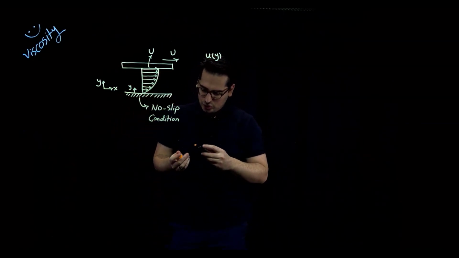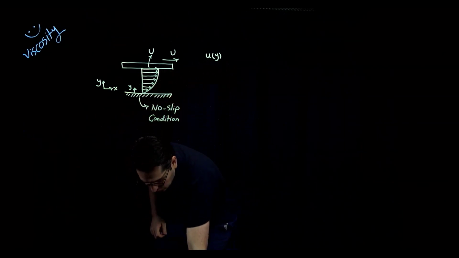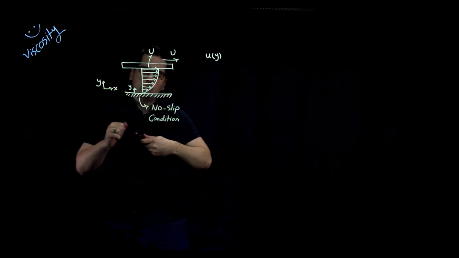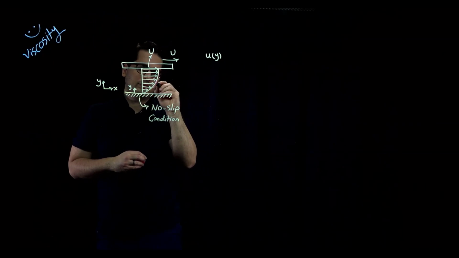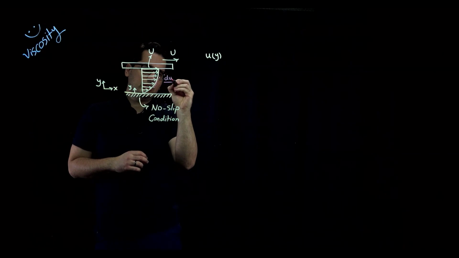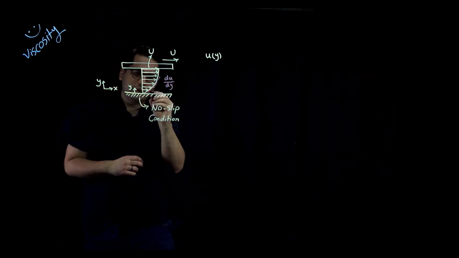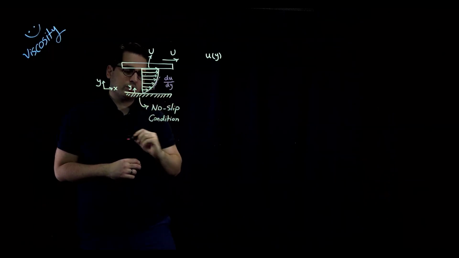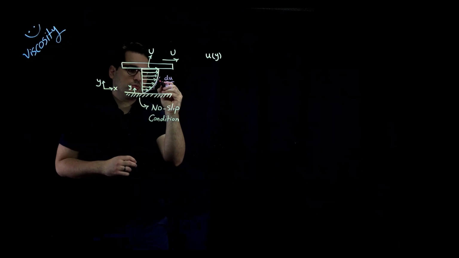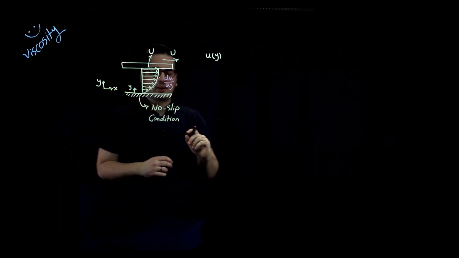I am going to tell you that we can measure the velocity gradient at any point over here. The velocity gradient would be the slope of this. In other words, it would be du over dy. And I can measure that velocity gradient at any point on this velocity distribution, right? Okay, so this gives me the velocity gradient.